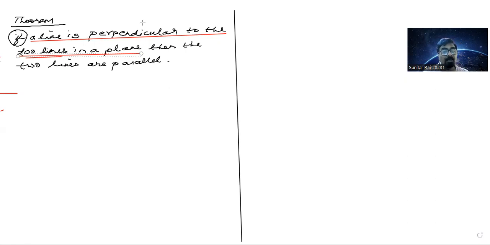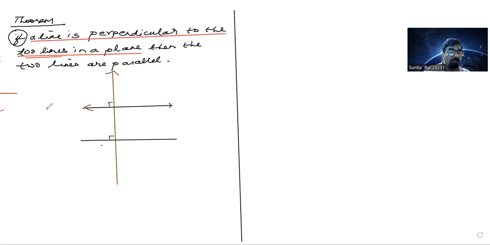मतलब क्या है? आप समझने की कोशिश कीजिए. मतलब एक दो लाइंस है, दो कोप्लेनर लाइंस है, और एक सेम लाइन दोनों लाइन का सब परपेंडिकुलर है. मतलब this line is perpendicular with the first line. This line is perpendicular to the second line.